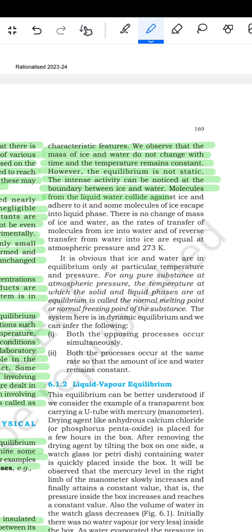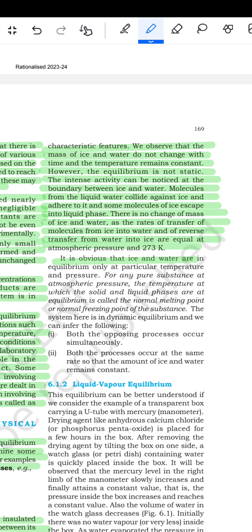Molecules from the liquid water collide against ice and adhere to it, and some molecules of the ice escape into the liquid phase. There is no change in the mass of the ice and water, as the rate of transfer of molecules from the ice into the water and the reverse transfer from the water into ice are equal at atmospheric pressure and 273 Kelvin.